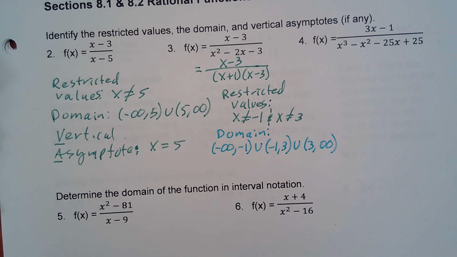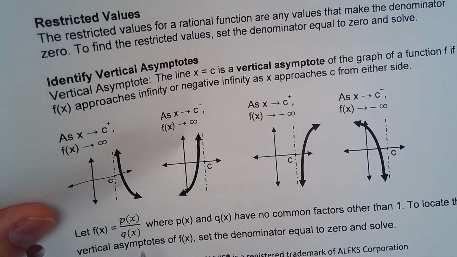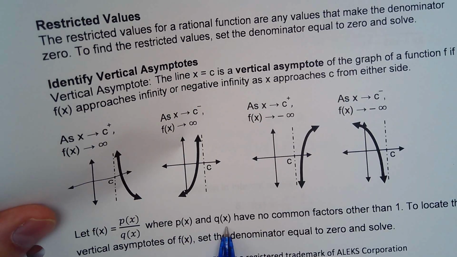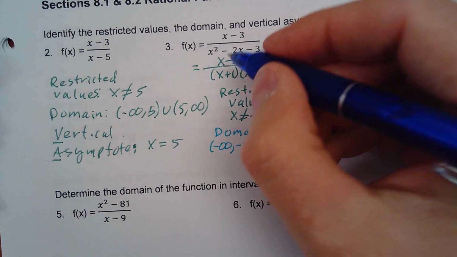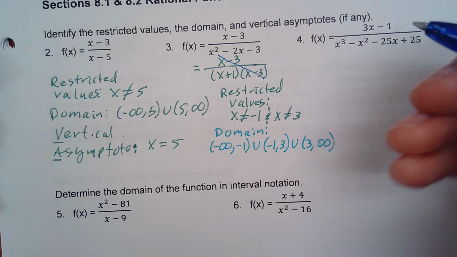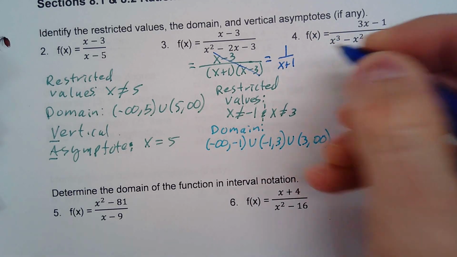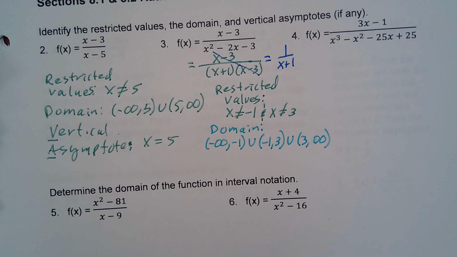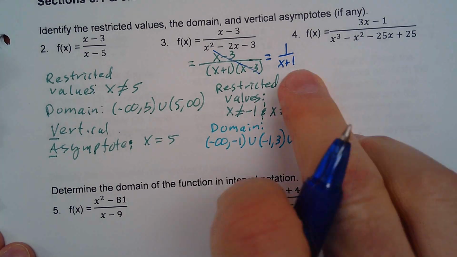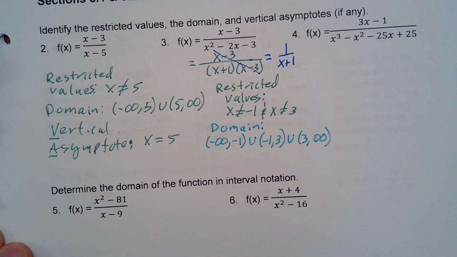Now, in terms of my vertical asymptotes, just to be very clear here, when I'm finding the vertical asymptotes, I have to make sure P of x and Q of x have no common factors other than 1. So here, if I go back up, I can actually divide out the x minus 3's. That leaves me with 1 over x plus 1. So x minus 3 is not going to give me a vertical asymptote of x equals 3.